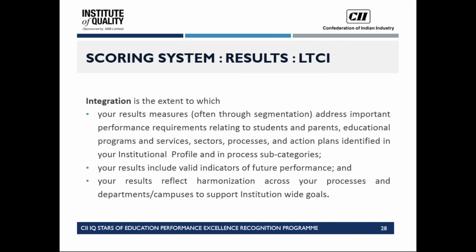Next is integration, the last results factor. Integration is the extent to which the results measured, often through segmentation, address important performance requirements relating to students and parents, educational programs and services, sectors, processes, and action plans, identified in the institutional profile and also in the process subcategories. It is also the results that include valid indicators for future performance, and also the results that reflect harmonization across processes and departments to support institutional-wide goals.